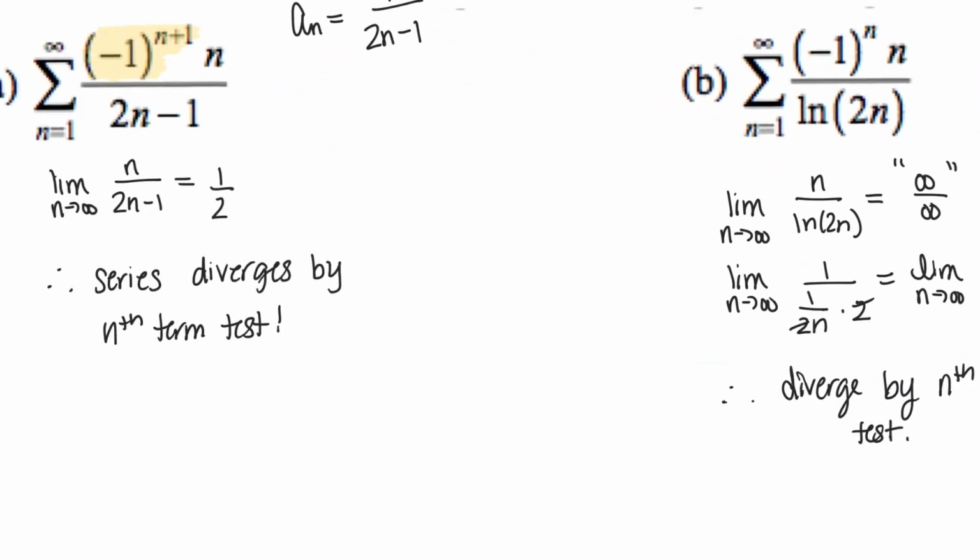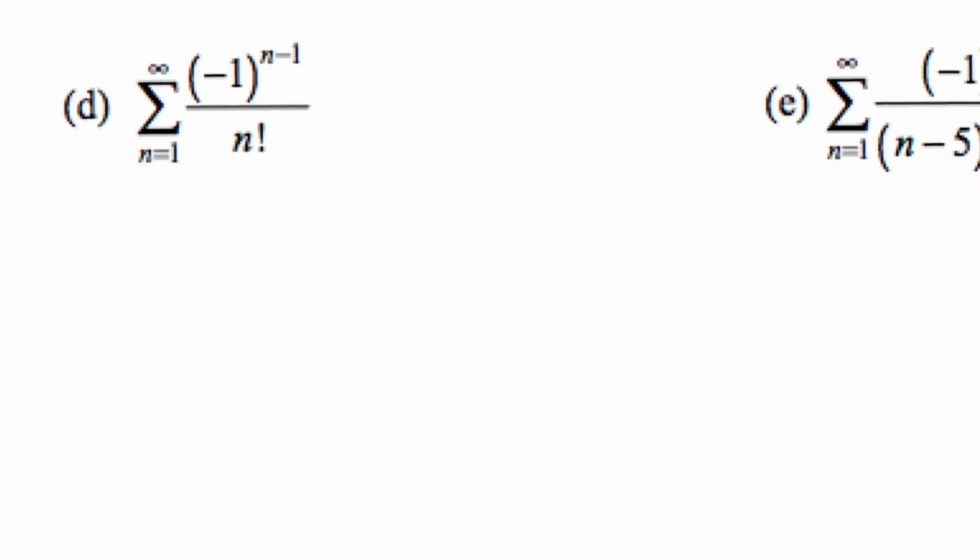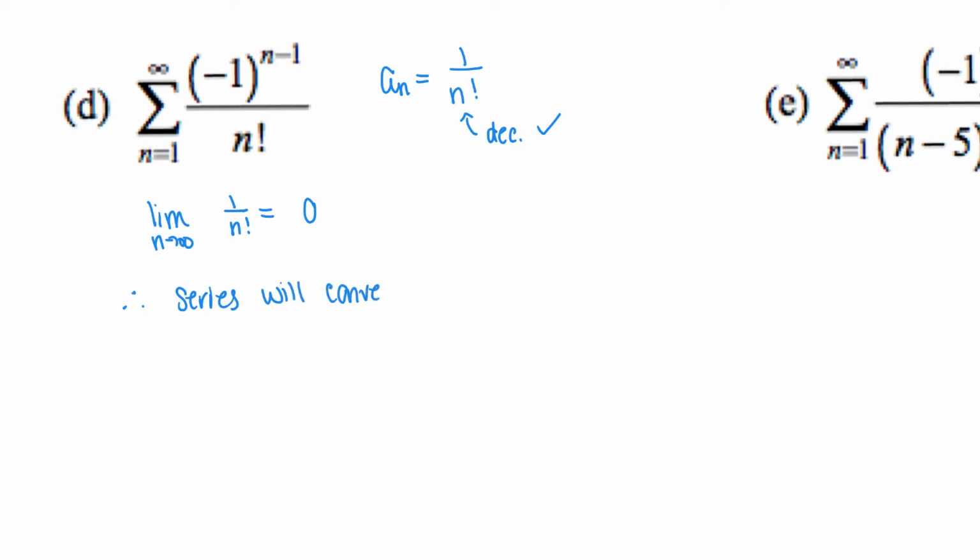Let's look at some more examples. So here in part D, I have the sum from n equals 1 to infinity of negative 1 to the n minus 1 all over n factorial. You note that we have the alternation. My a sub n is going to be the 1 over n factorial. I need to check the limit as n approaches infinity of 1 over n factorial, and that is indeed 0. And then when I'm looking at a sub n, is this going to be decreasing? It absolutely is. Therefore, the series will converge by the alternating series test.